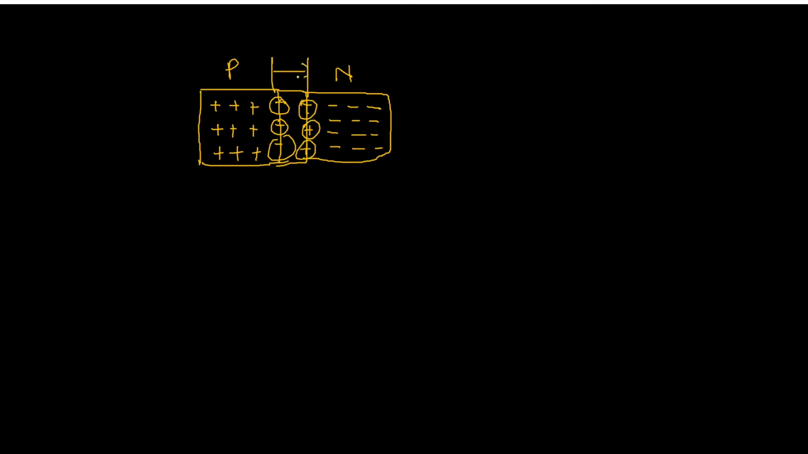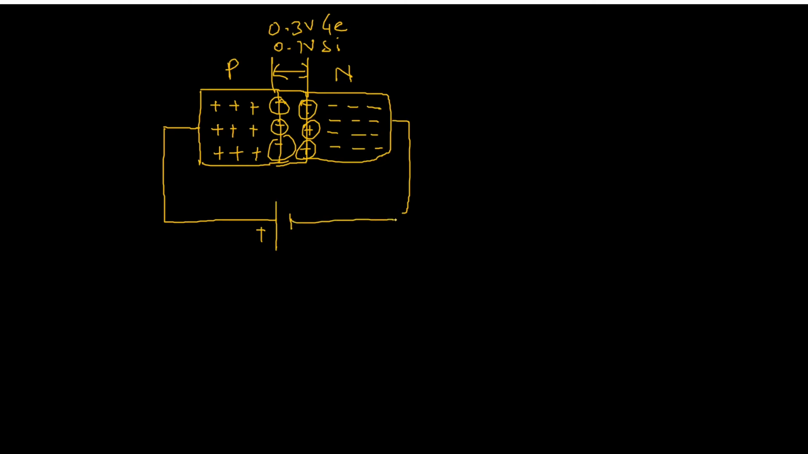There will be an electric field here. This will be around 0.3 volt for germanium and 0.7 volt for silicon. And then the potential whatever you are going to apply will be such that the P type will be connected to the positive terminal of the battery, and the N type will be connected to the negative terminal of the battery.